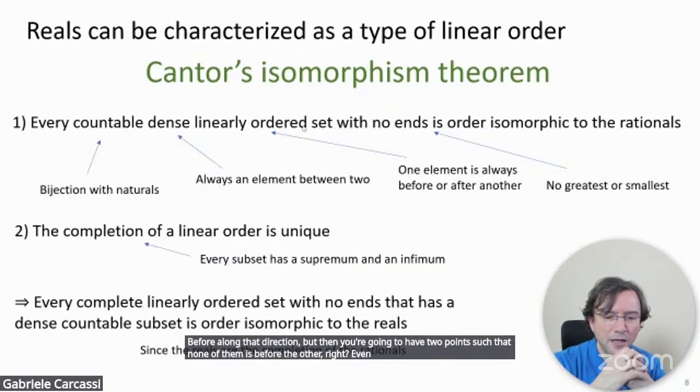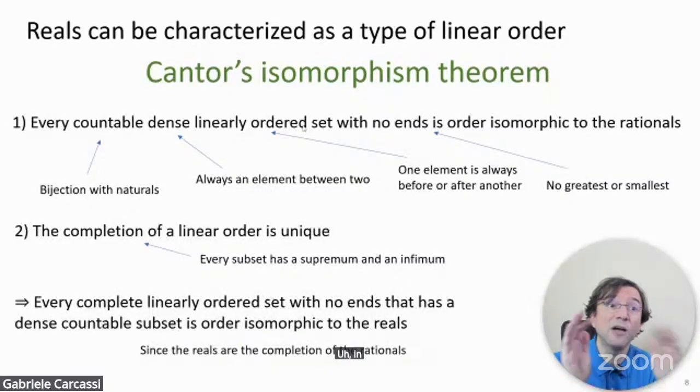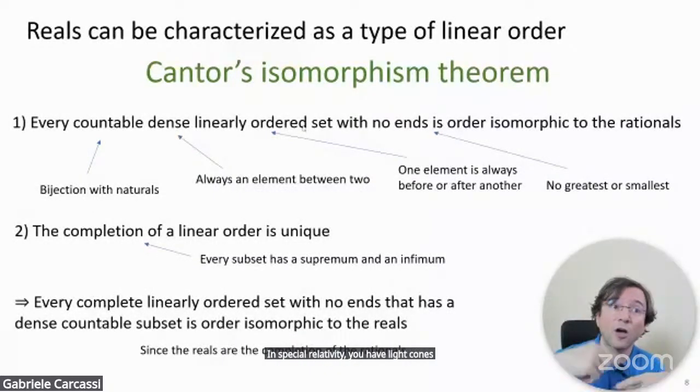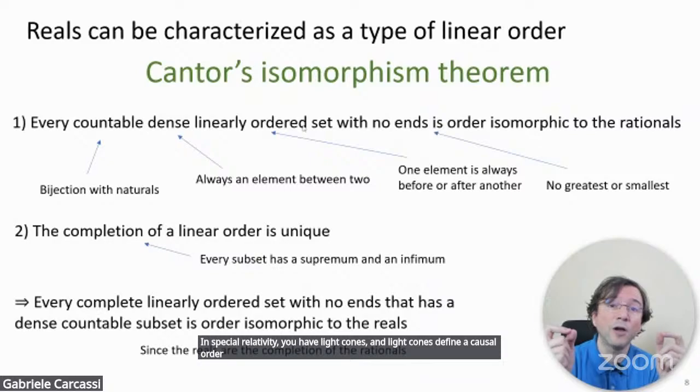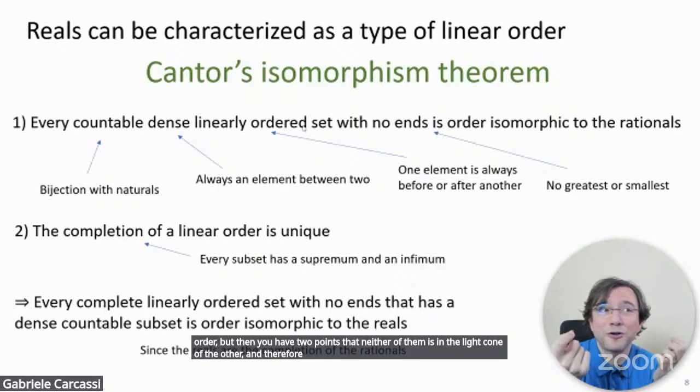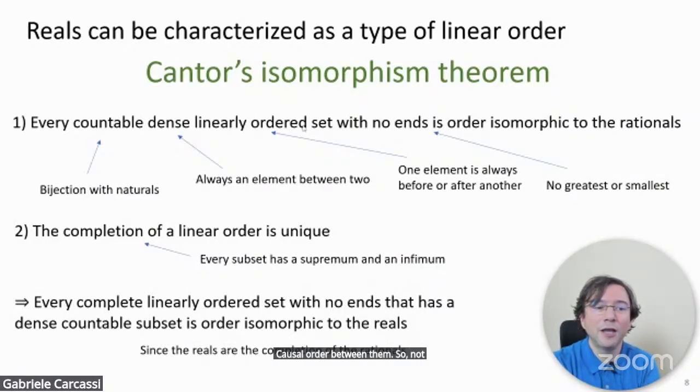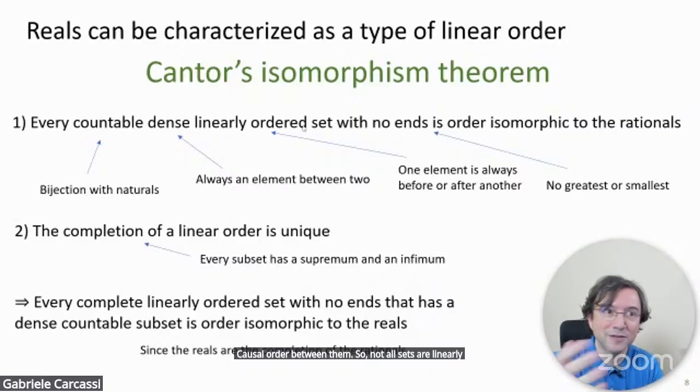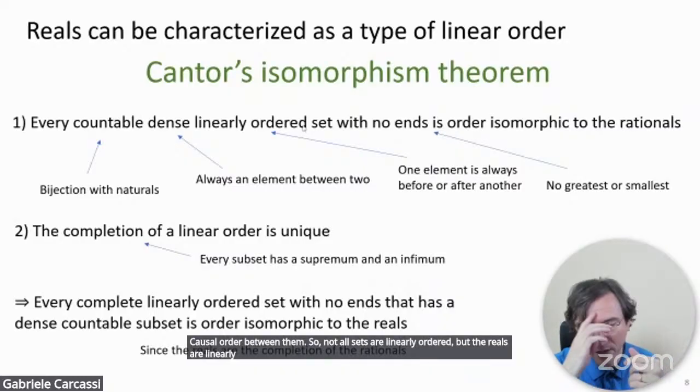Even in special relativity, you have light cones. Light cones define a causal order, but then you have two points where neither is in the light cone of the other, and therefore they're not ordered. There's no causal order between them. So not all sets are linearly ordered, but the reals are linearly ordered, the rationals are linearly ordered.